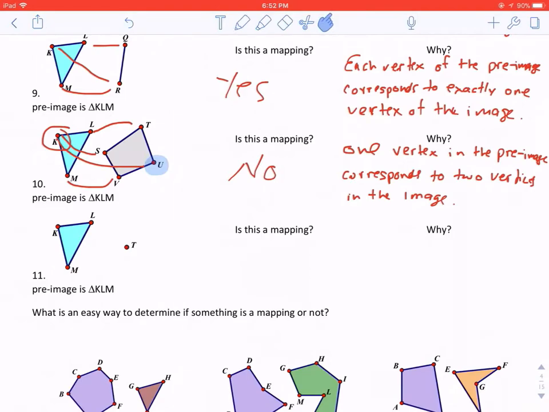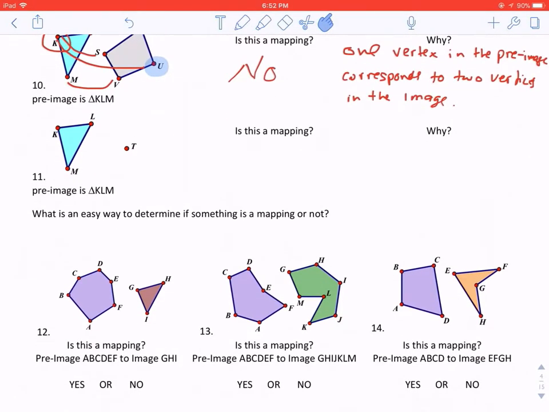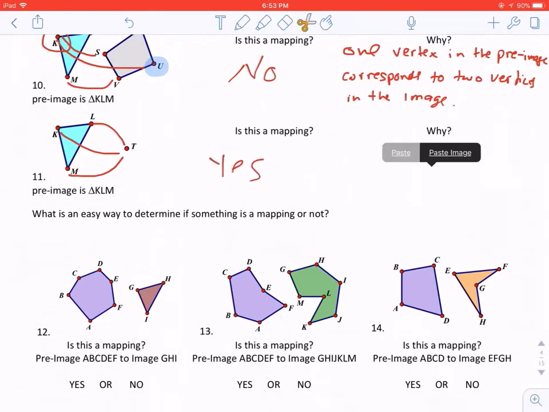Okay. Number 11. Is this a mapping? Pause this right now. Well, not right now. Decide if 11 is a mapping or not. Pause this. Unpause this. Was it a mapping or was it not a mapping? Let's see. L could go to T. K could go to T. M could go to T. This is a mapping. Each letter in the preimage, K, L, and M, only has one choice. They're going to T. So yes, it's a mapping for the same reason that it was before.